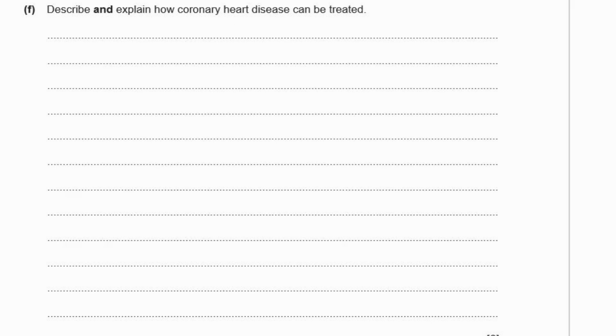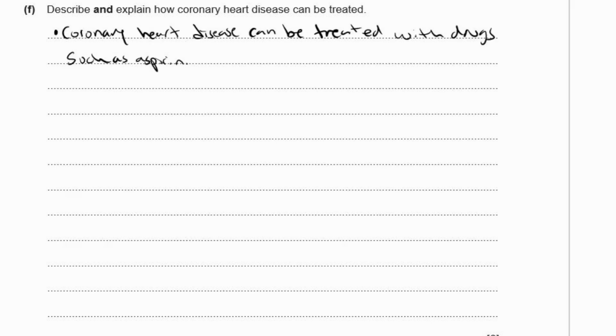Okay, so coronary heart disease can be treated with drugs such as aspirin. And there's other drugs they can use, warfarin and a few other things. Okay? And the reason for this is it reduces the risk of blood clotting. As we said, there's also the surgery method. And that's very invasive, but it works.